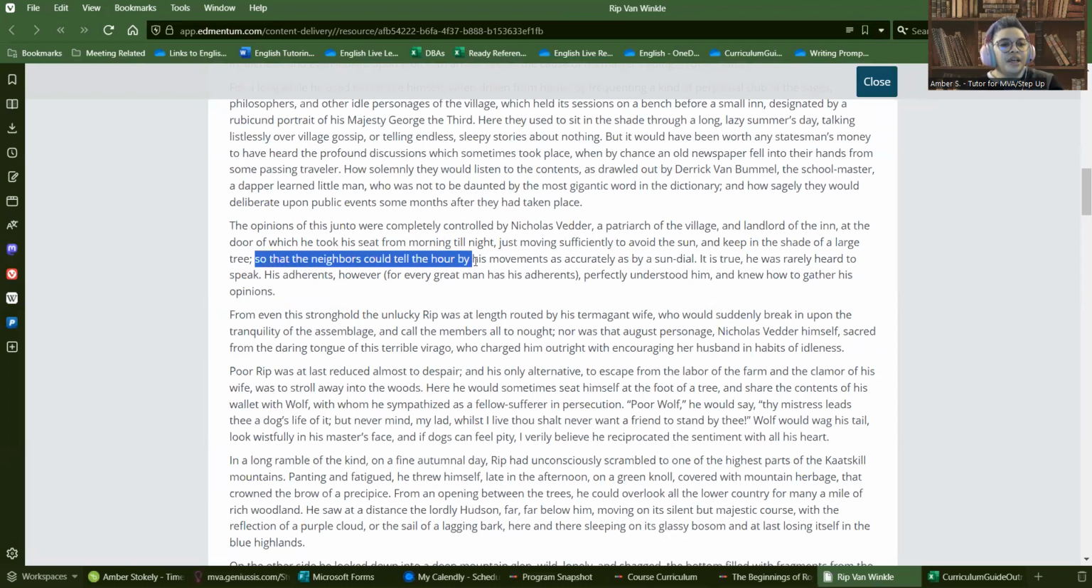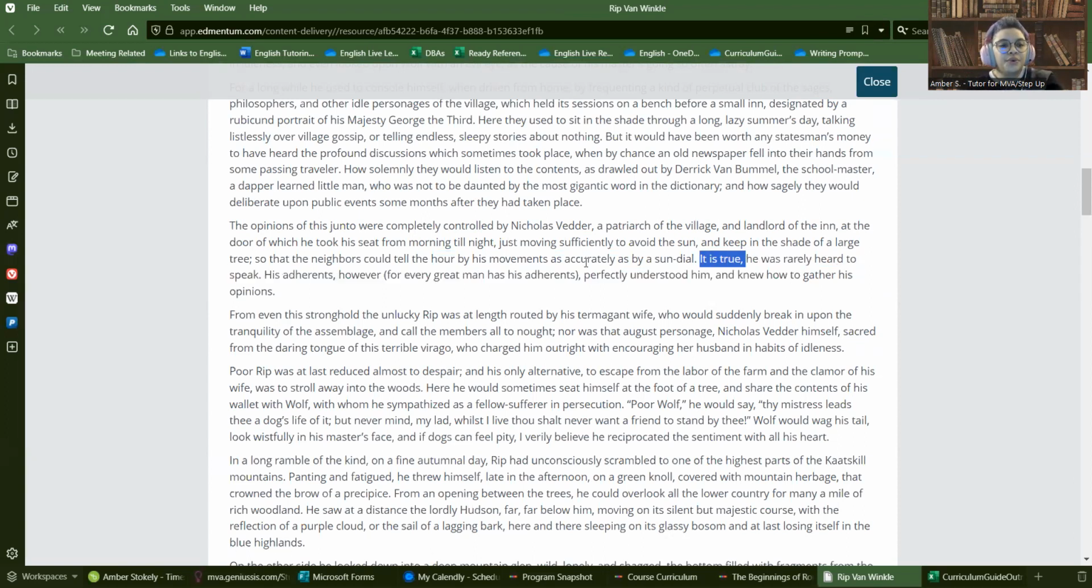So that his neighbor could tell the hour by his movements as accurately as a sundial. So he only moves to get out of the way of the sun, and you can tell what time it is based on the position he's in. Because, you know, the sun is brightest when it's directly overhead at noon, and then depending on how it's rising or how it's setting, the light will be different. So you can tell the time if you study him and how he moves, basically. That's how consistent he is at just being there in that chair all day.